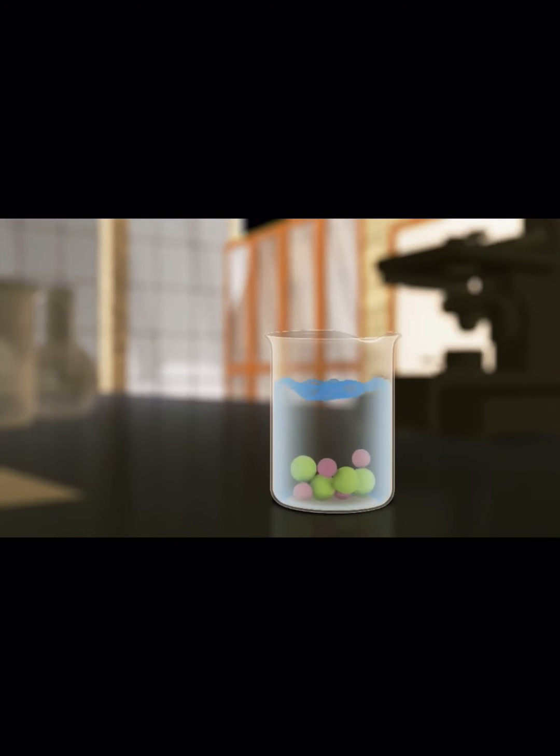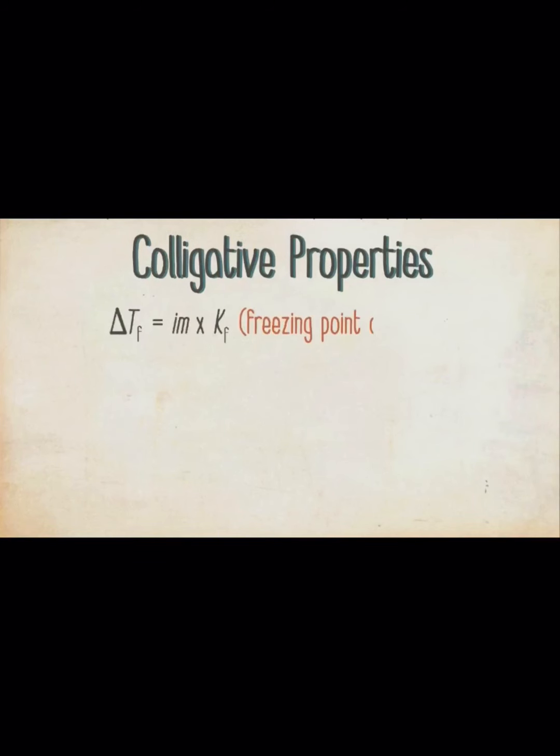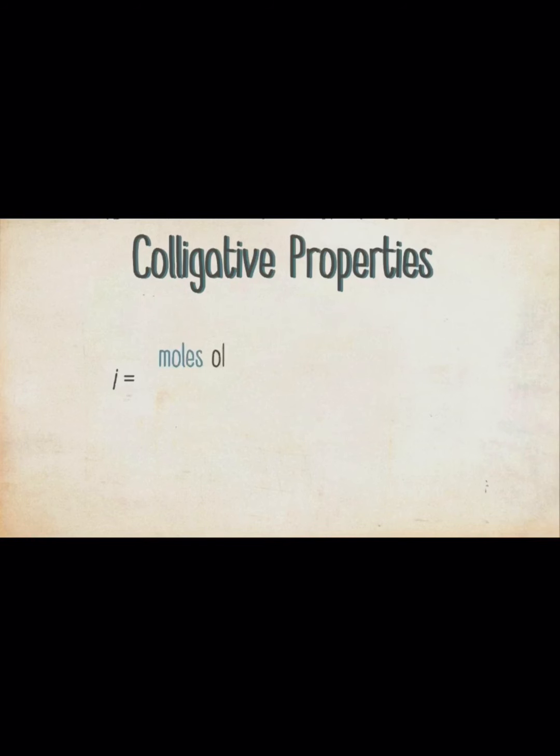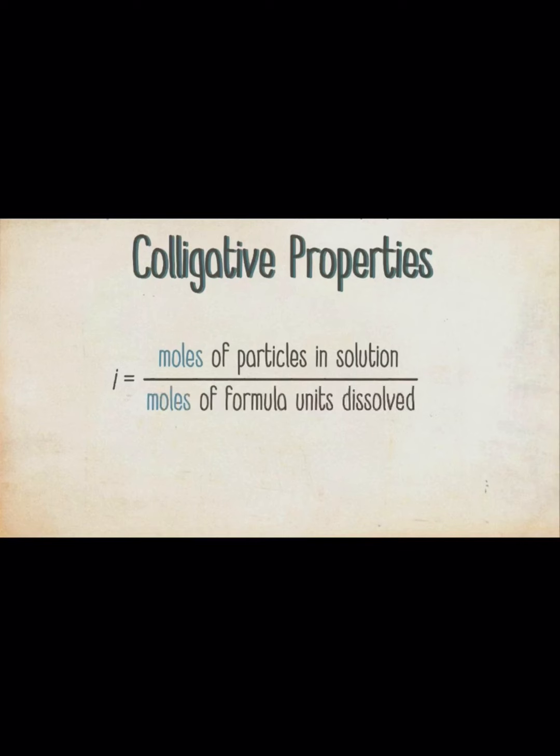So, if 4 formula units of sodium chloride dissolve, then 8 particles result in solution. The equations for colligative properties must therefore be modified for strong electrolytes, as shown here for freezing point depression, boiling point elevation, and osmotic pressure. The i in each of these equations is the ratio of moles of particles in solution divided by the moles of formula units that dissolve.